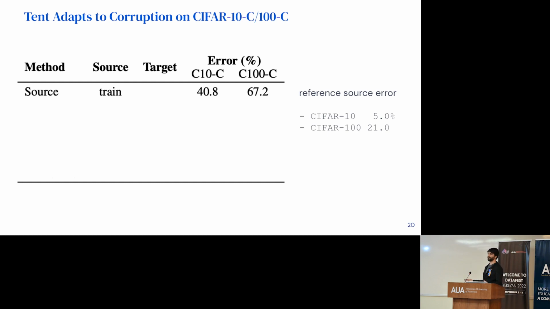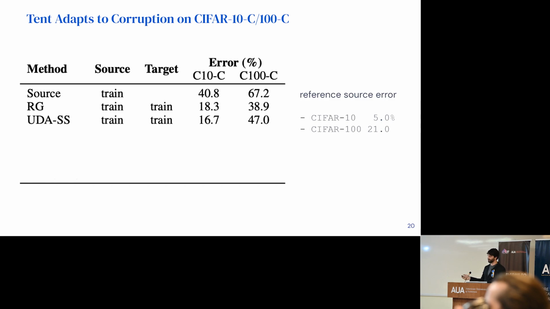But here we'll look at CIFAR, a smaller data set, just for the sake of comparison. So our source method gets a certain accuracy, right? Or error, sorry, a certain error. And these corrupted errors are much higher than the reference. So on normal CIFAR-10, the error is 5%. On corrupted CIFAR-10, it's over 40.